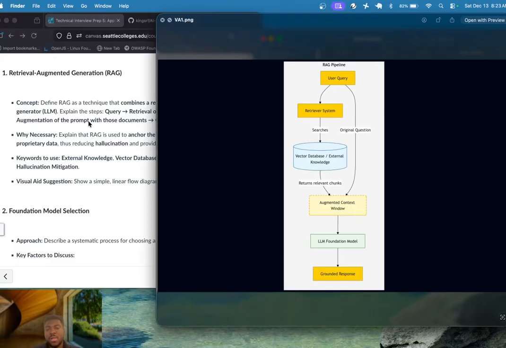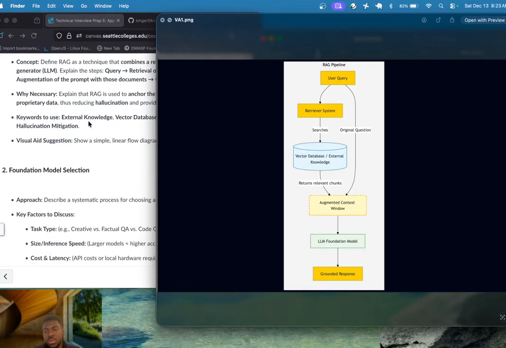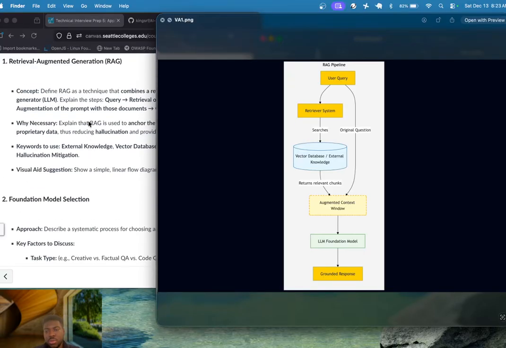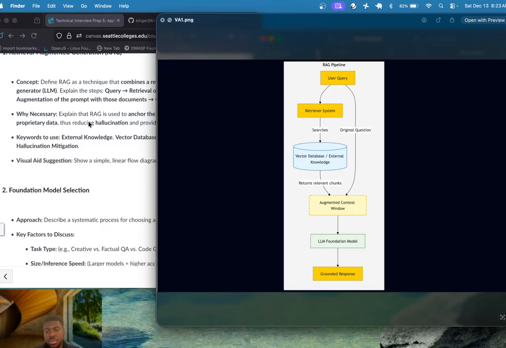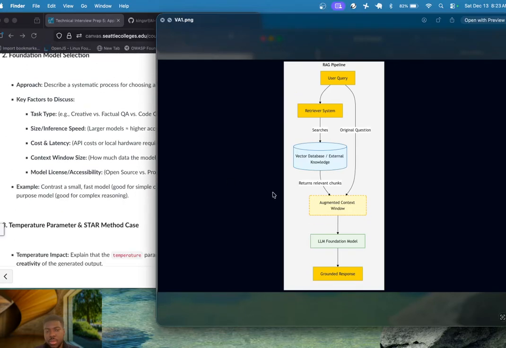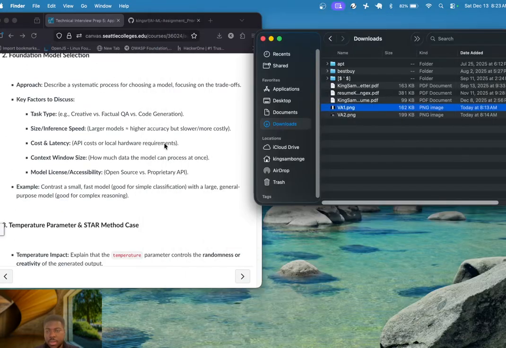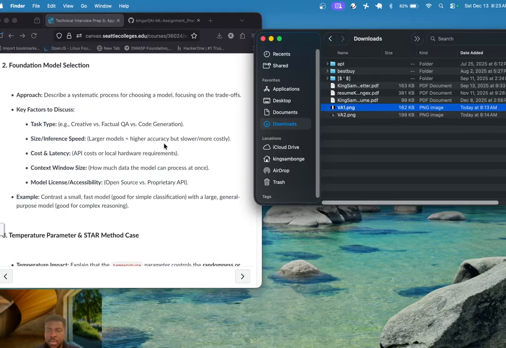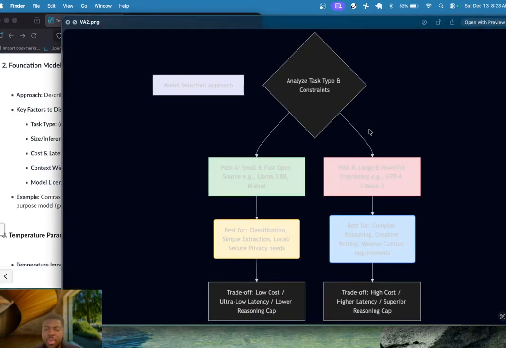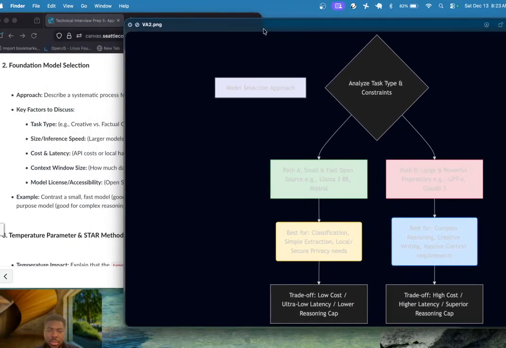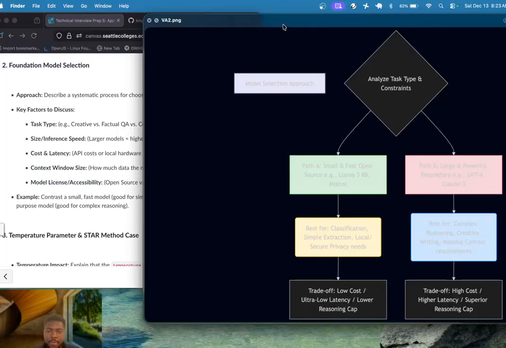So yeah. See here, let me cut this off. Foundational model selection. Okay, so how do I, can I cut this as well? Okay, it's better like this.